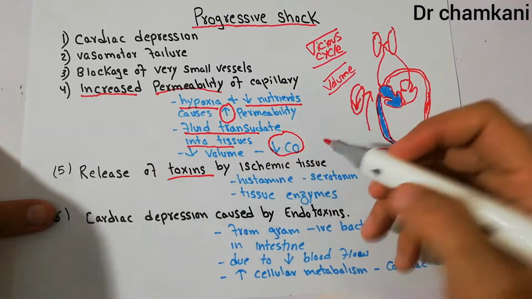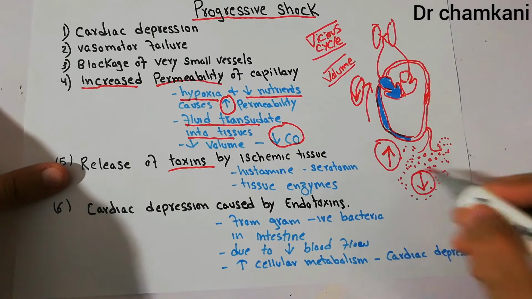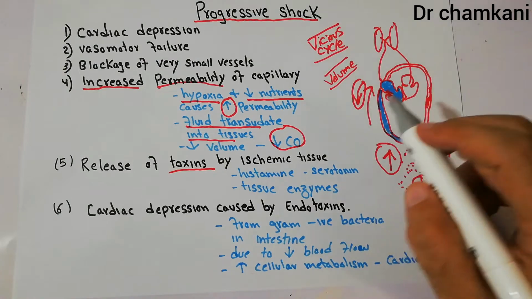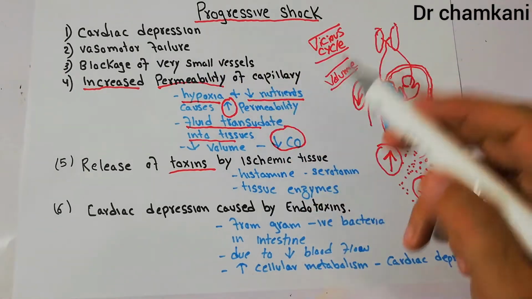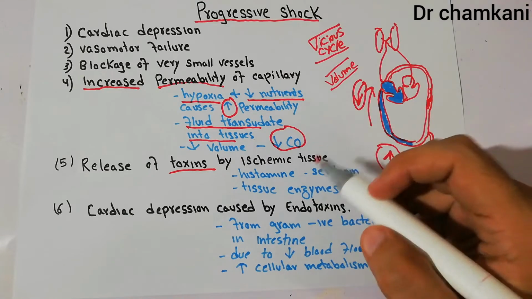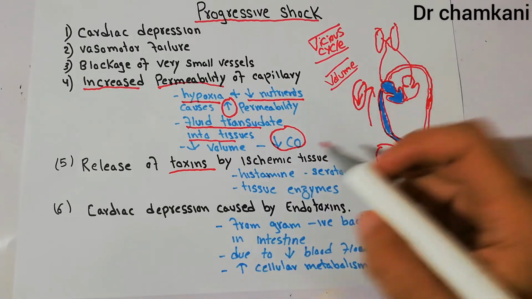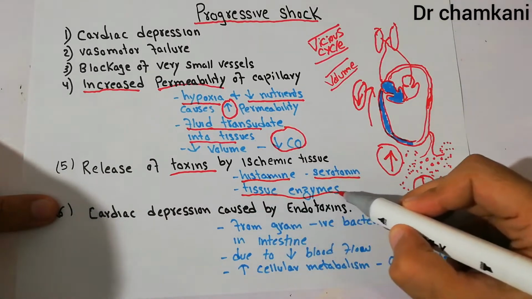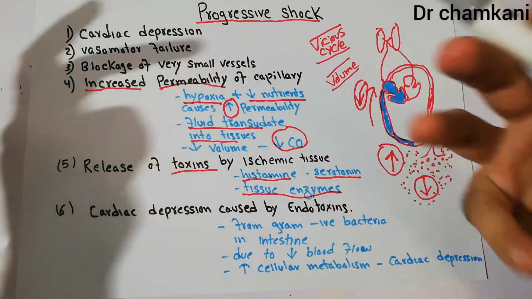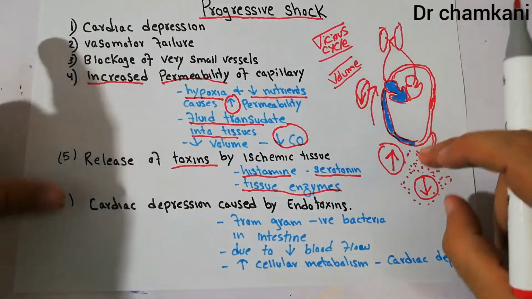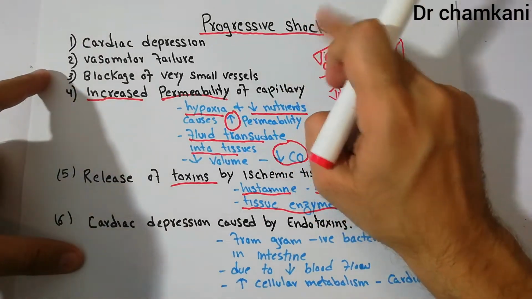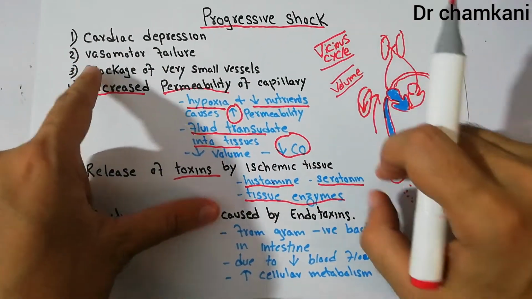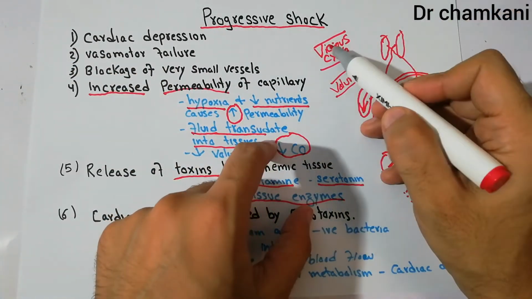Release of toxins by the ischemic tissue. When there is decreased flow of nutrients and oxygen to the cells and tissues, then apart from substances which lead to increased permeability, there is release of some toxic substances like histamine, serotonin, and tissue enzymes. The purpose of all these mechanisms is basically to increase the supply of oxygen and nutrients. But as long as the patient is in a condition of shock, as long as there is inadequate supply, these feedback mechanisms will keep on increasing, and a vicious cycle will continue to develop.